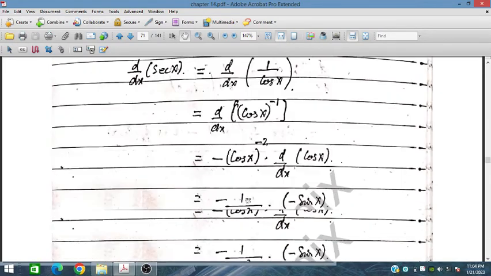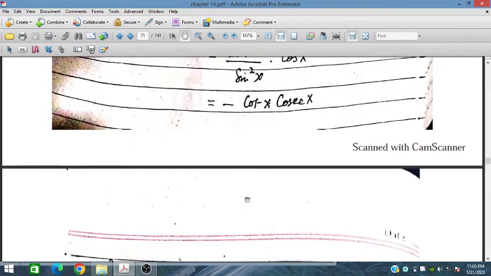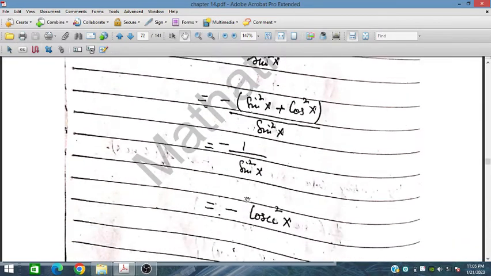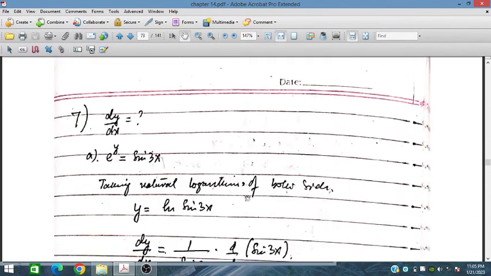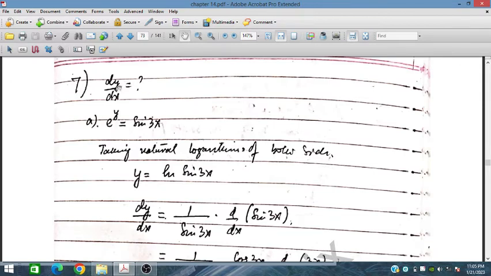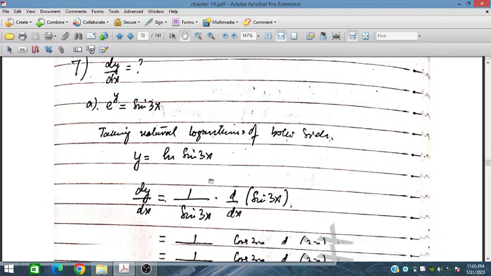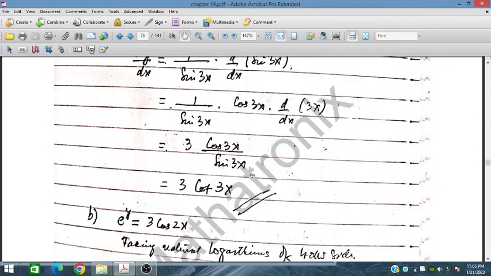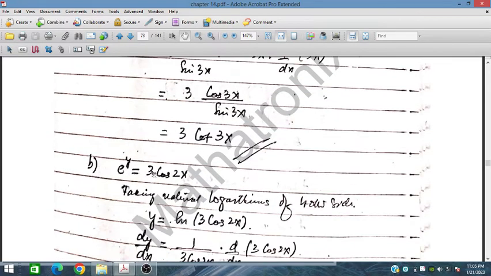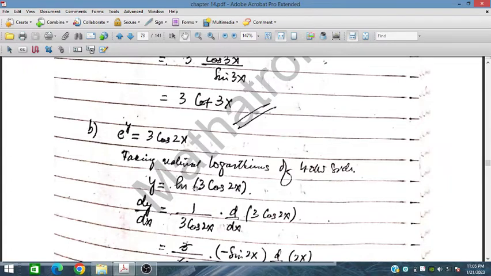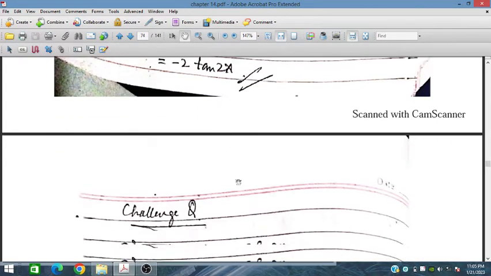In part 6, similar kind of problem, and this is question number 7. dy by dx we have to find, and we have given e power y is sine 3x, and taking log on both sides, so this becomes y and this becomes this. So this is simple. e power y is 3 cos 2x, and take natural log on both sides, and this becomes this. And we take this, and this becomes this.